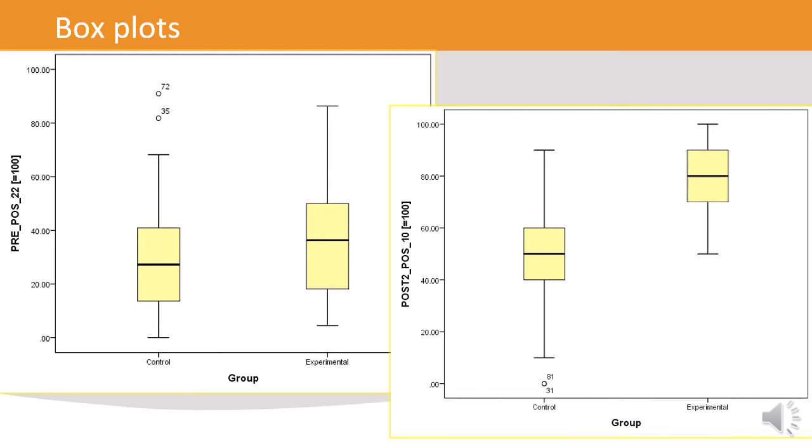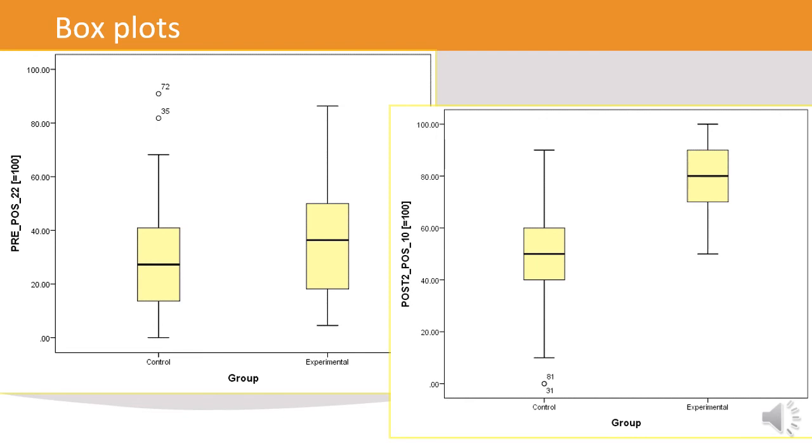Before the intervention, the median was quite similar in both groups. It was around 30 in the control group and just under 40 in the experimental group. The interquartile ranges and the lowest observations are also comparable before the intervention. During the intervention, the experimental group received special grammar instruction to improve their knowledge of parts of speech.